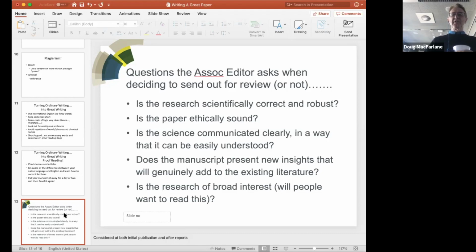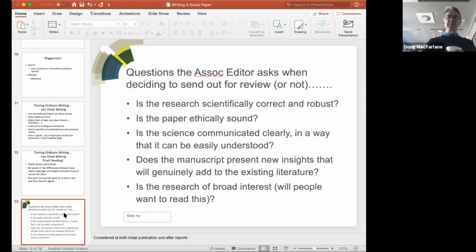Is it communicated clearly? If it's not, they're probably going to send it back to you and ask for it to be rewritten in some way. So you've got to get it clear, and the abstract is the first place that the associate editor looks. Can the editor understand the new insight that genuinely adds to the existing literature? Is that clear in the abstract and the cover letter? If it's not, then they're probably going to reject it.